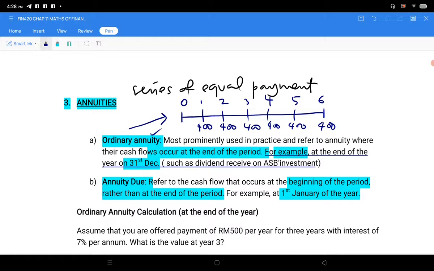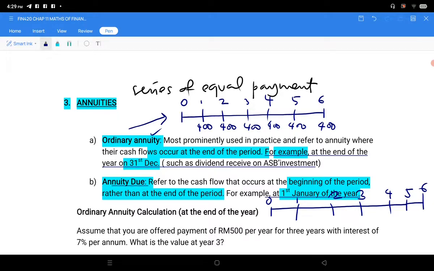But in the case of annuity due, let's say I'm drawing the timeline over here. Saya conteng ya. Okay, 0, 1, 2, and then 3 kat sini, 4, 5 and then 6. Okay, 0, 1, 2, 3, 4, 5, 6.